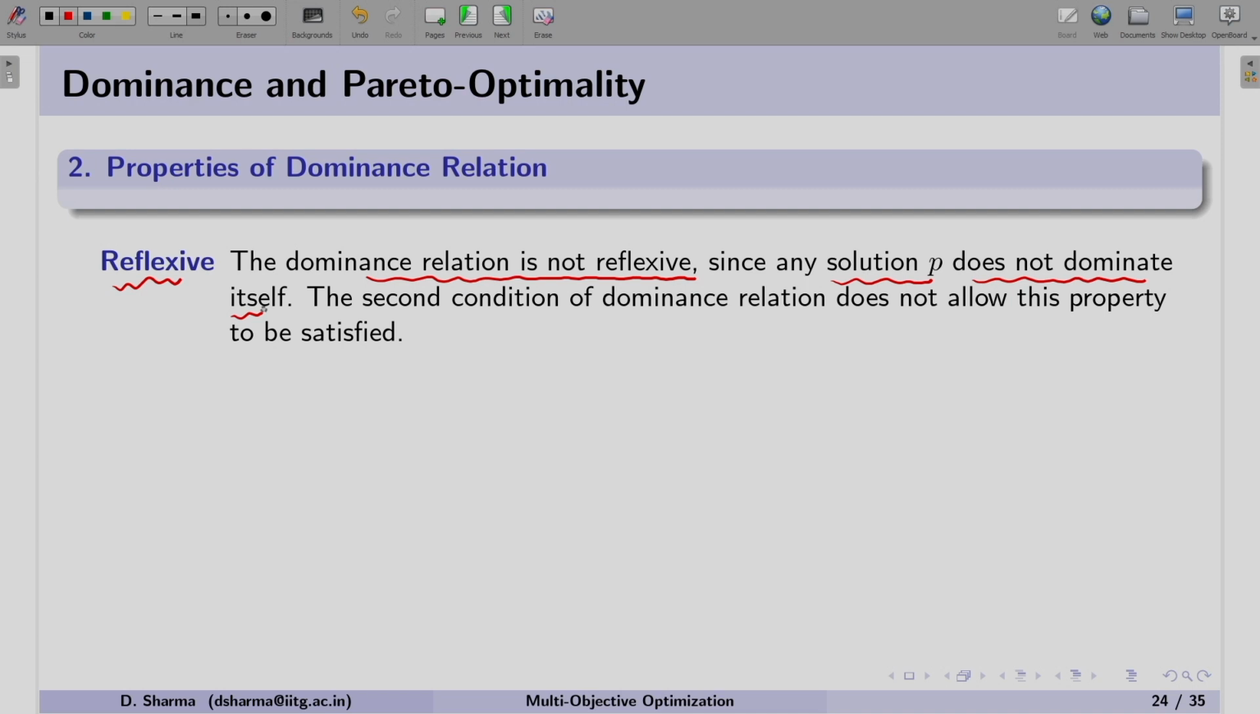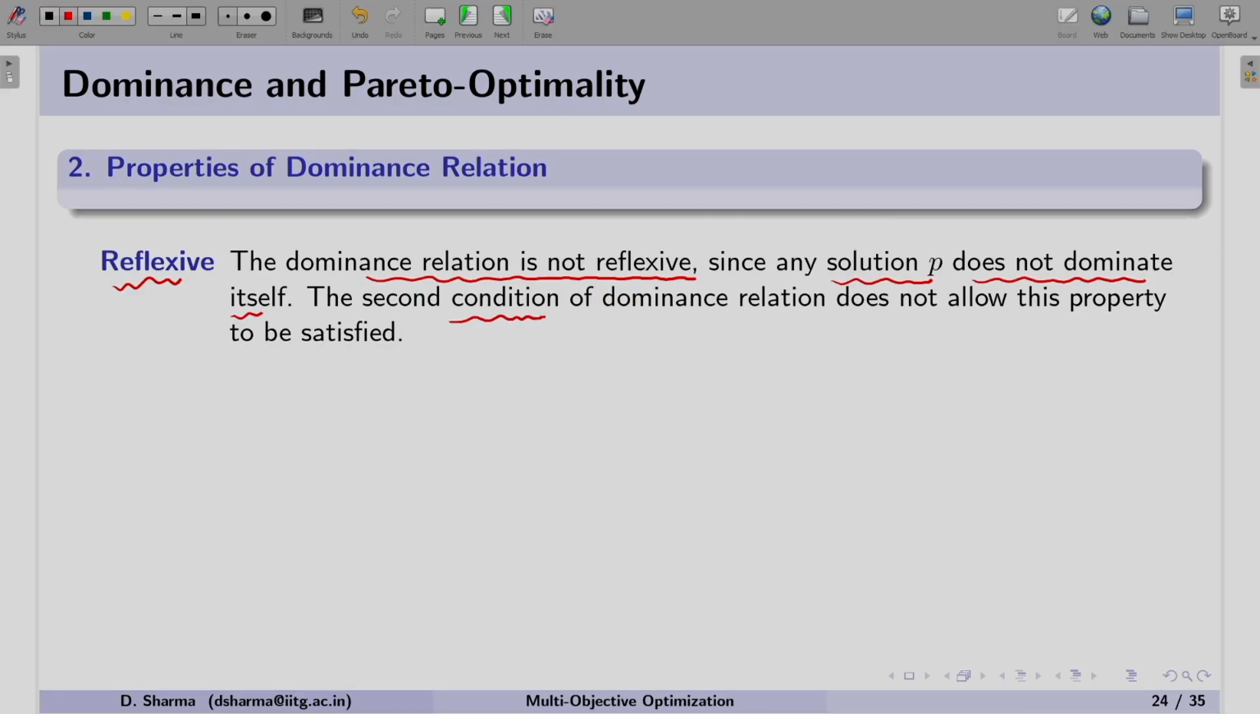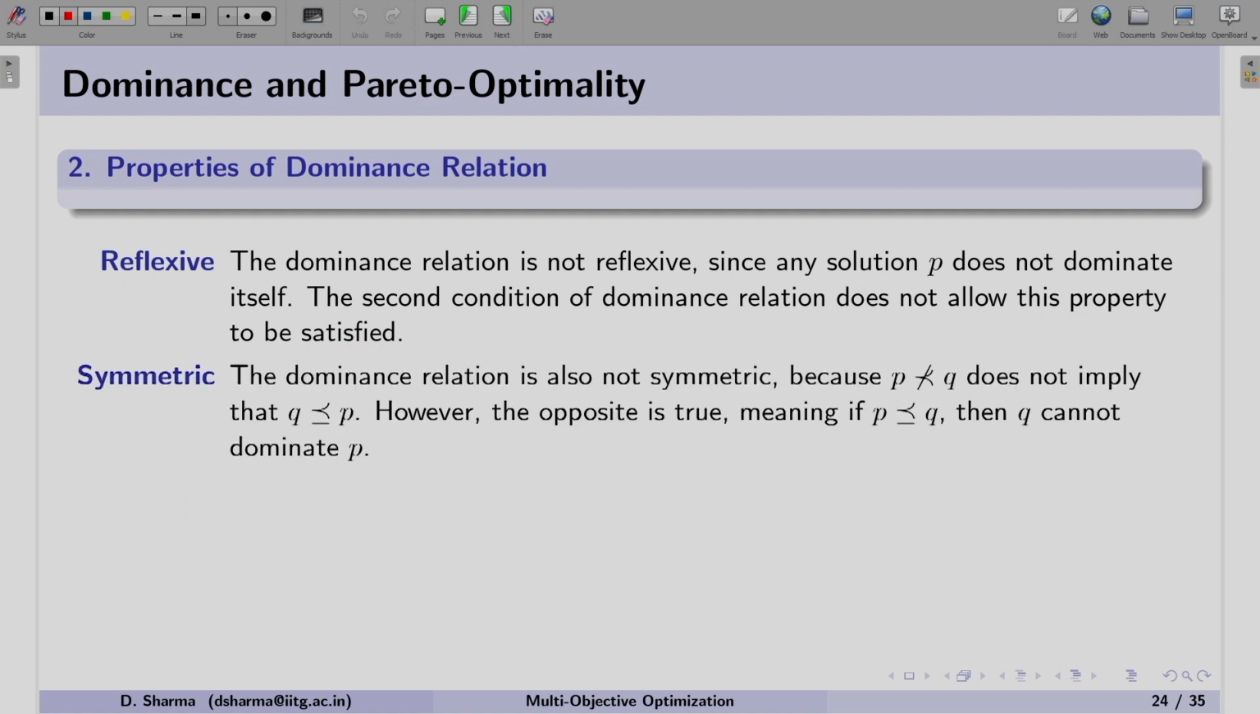The second condition says that solution 1 should be better at least in one objective, but this condition will not be satisfied if I compare solution P versus P. So, as we have mentioned, the second condition of the dominance relation does not allow this property to be satisfied. So, we understood that this dominance relation is not reflexive because of the second condition of the dominance relation.